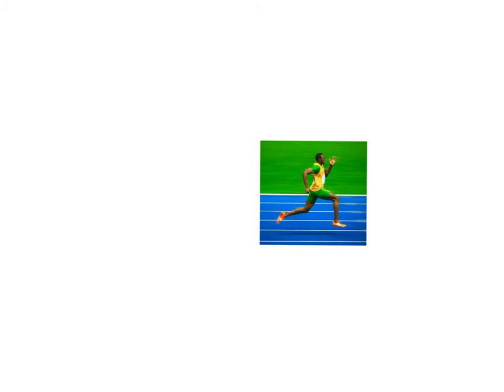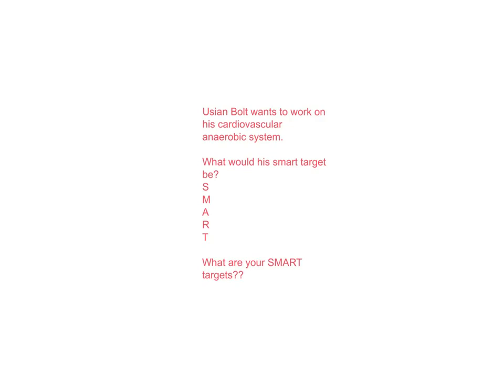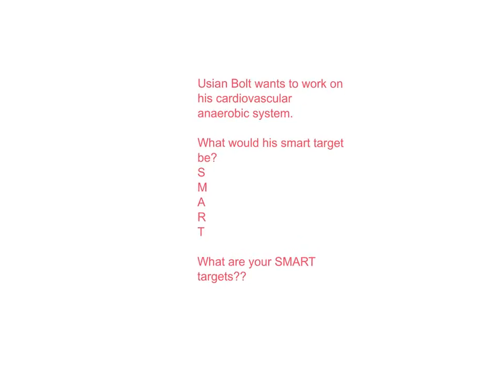So how will it be specific? How can it be measurable? How is it achievable? How is it realistic? And what time bound are you giving yourself? So this is the question that I would always ask. Usain Bolt wants to work on his cardiovascular anaerobic system. What would be his SMART targets? What are your SMART targets?